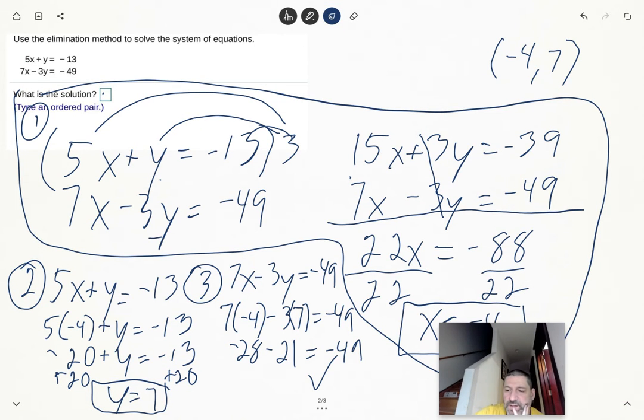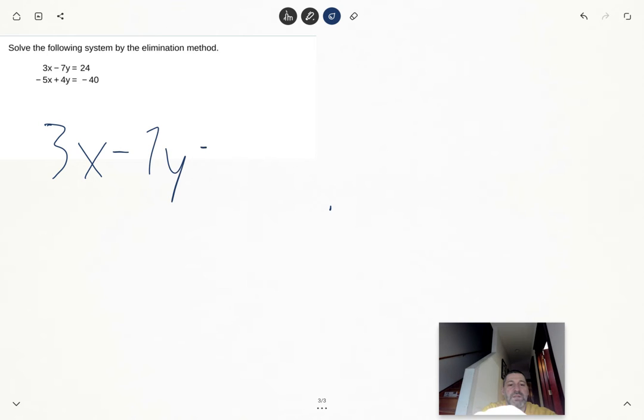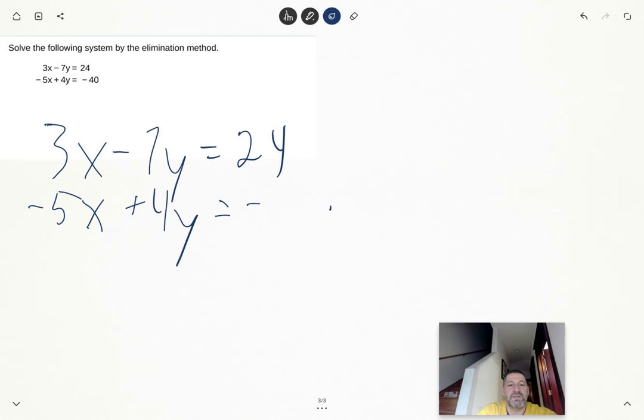Okay, so we are going to look at one more type of elimination problem. This one, I've got 3x minus 7y equals 24, and negative 5x plus 4y equals negative 40. Nothing cancels out by adding or subtracting, so I looked to see what I might be able to cancel if I multiply one of the two equations by one number. I don't see any one number that can be multiplied by either equation that will cancel a variable.